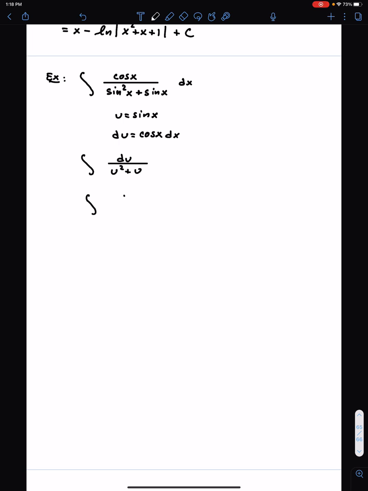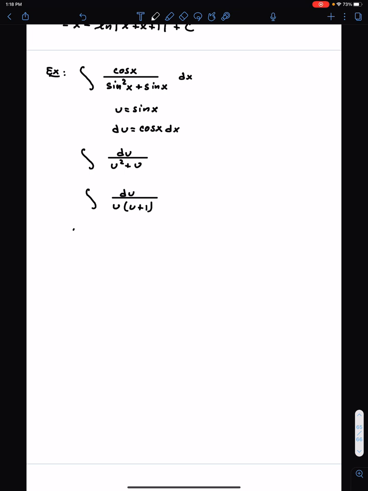The denominator will factor. If I factor out a u plus 1, now I can do partial fractions. A over u plus b over u plus 1 equals 1 over u times u plus 1. If I multiply both sides by the LCD, a times u plus 1 plus b times u is equal to 1.